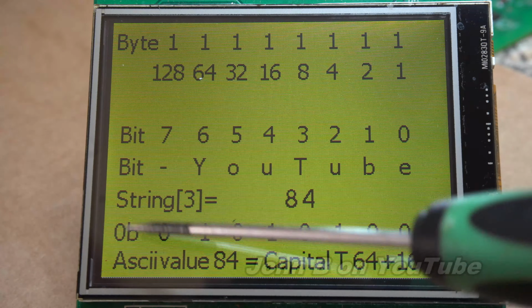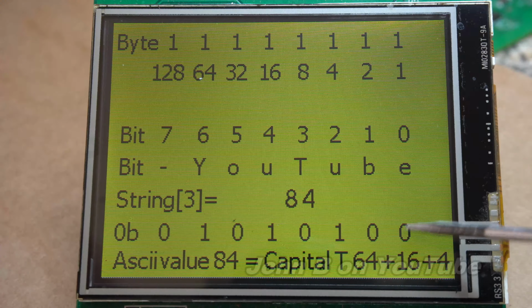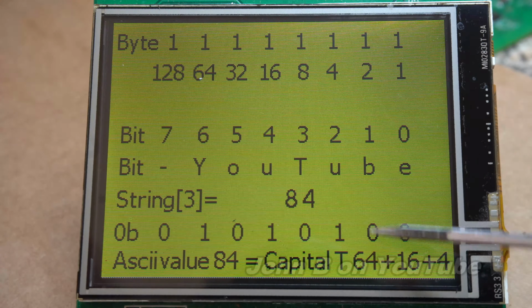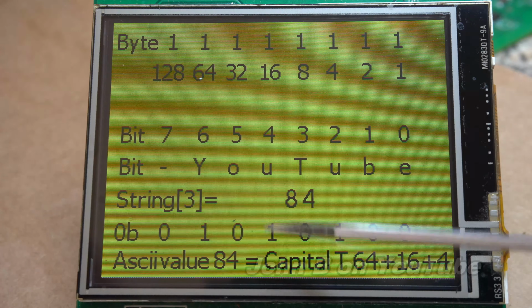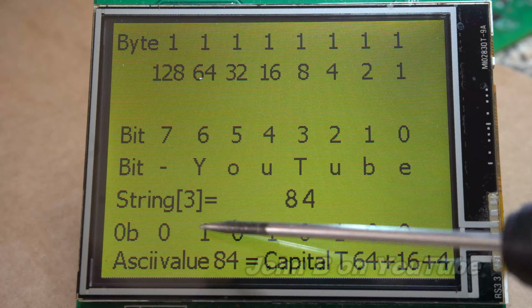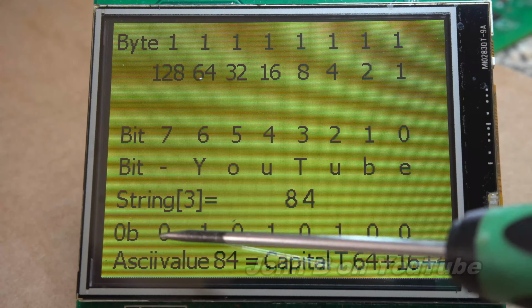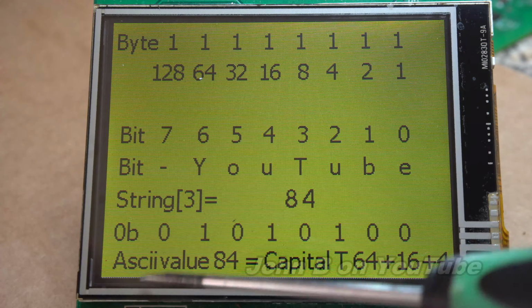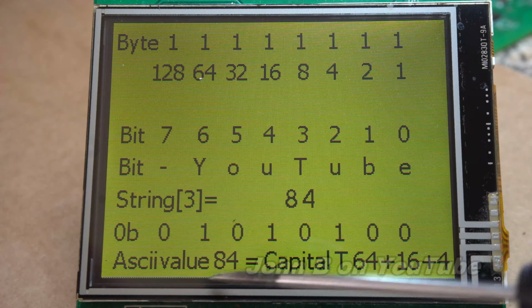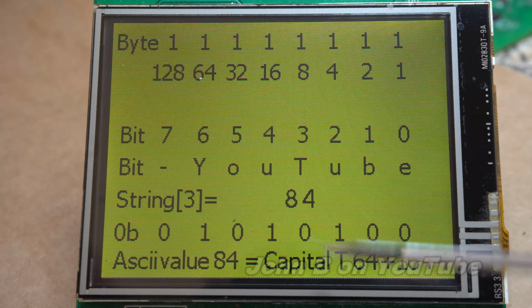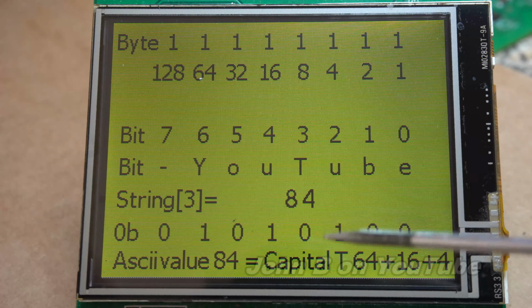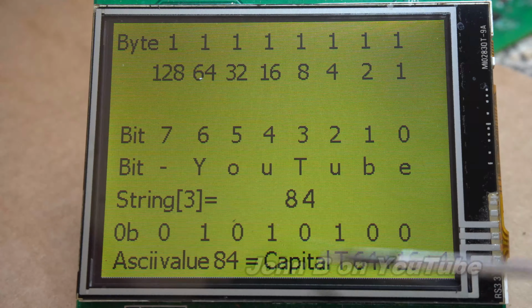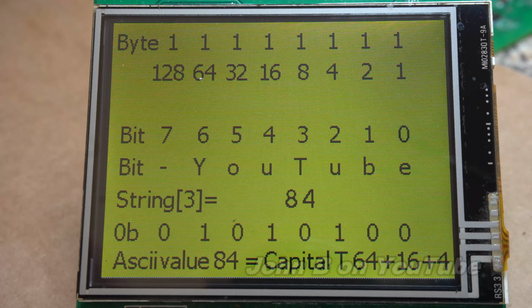Capital T in binary: we've got no 1s, no 2s, we've got a 4, no 8s, we've got a 16, no 32s, we've got a 64, and no 128s. That's an ASCII value of 84 equals capital T, 64 plus 16 plus 4. That is what my keyboard sent to the computer when I typed in YouTube this morning.